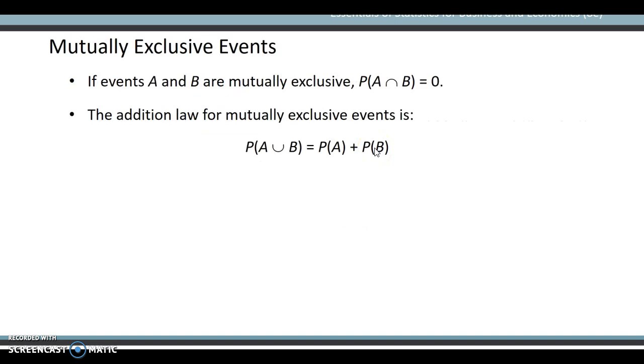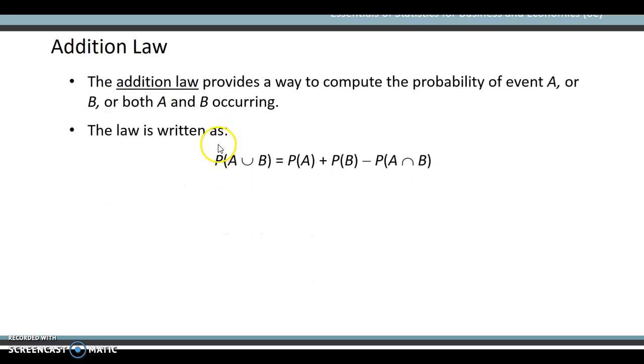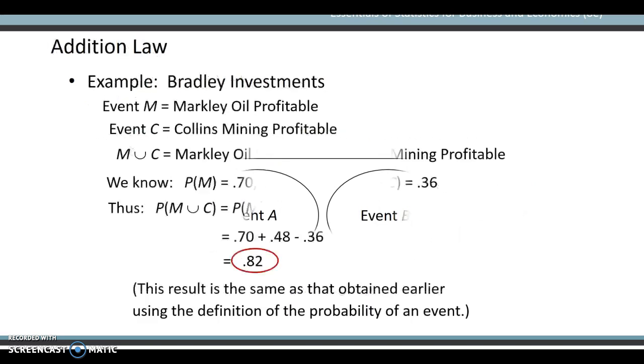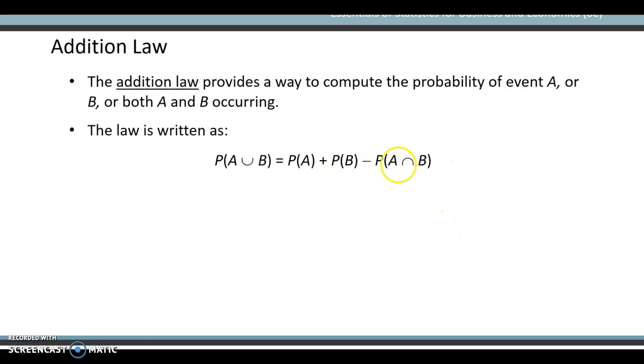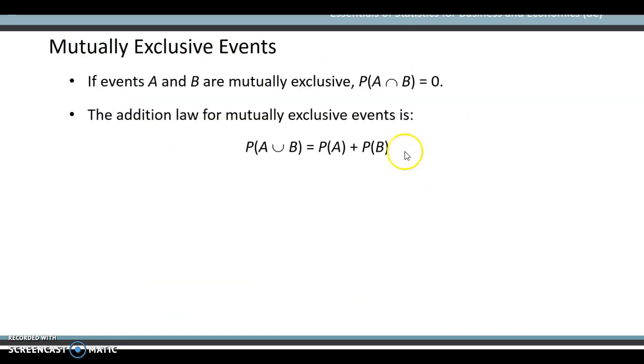If two events are not mutually exclusive, then we have to go back to this addition law and subtract out the probability of A intersect B. The only reason we don't when they're mutually exclusive is because we just know that this is 0 anyway. So if you have a choice, memorize the general rule. The special rule is nothing more than the general rule when the probability of A intersect B is 0. And that's only when they're mutually exclusive.